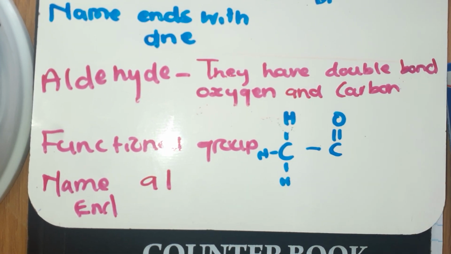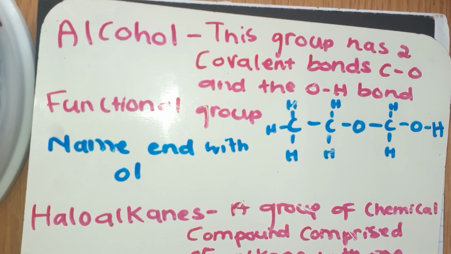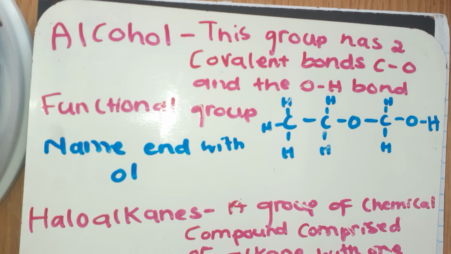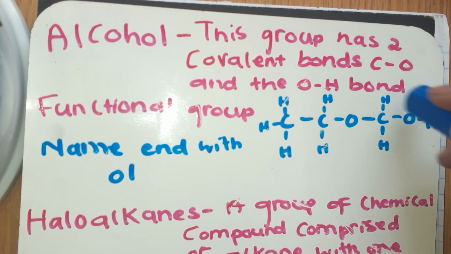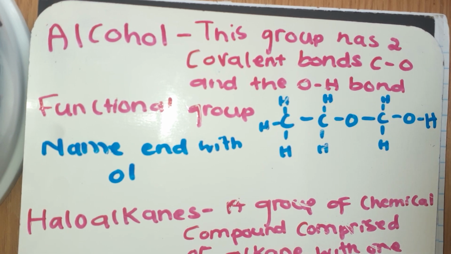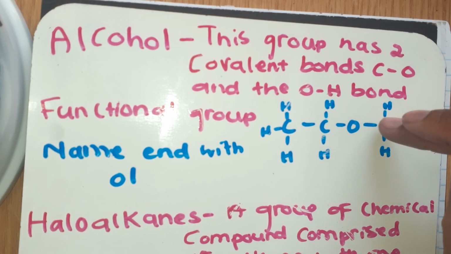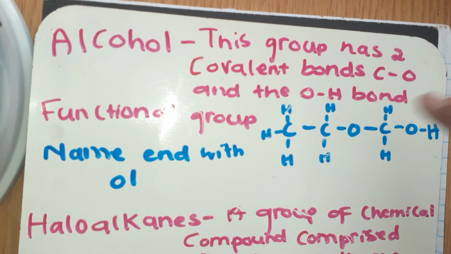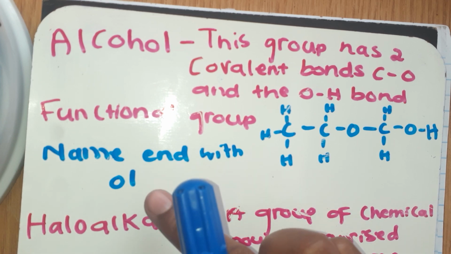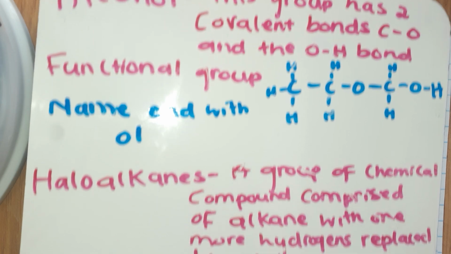They have a double bond between oxygen and carbon. I didn't see that, the camera stopped working. But we have alcohols here and their functional group is here. So alcohol has 2 covalent bonds. We have oxygen and carbon, and then oxygen and hydrogen. So you just know by seeing OC and OH single bonds. The name ends with OL, that's alcohol. The functional group is OC and OH in the structure.